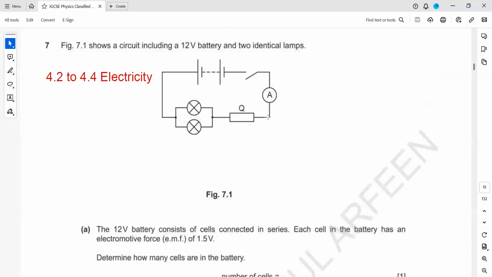Calculate the total resistance. So how to work out the total resistance? The total voltage of the battery is 12, and the total current in the circuit is 2.4. Again, use the formula V equals IR. So 12 divided by 2.4 will give us the resistance. What's the answer? 5 ohms. So the total circuit resistance is 5.